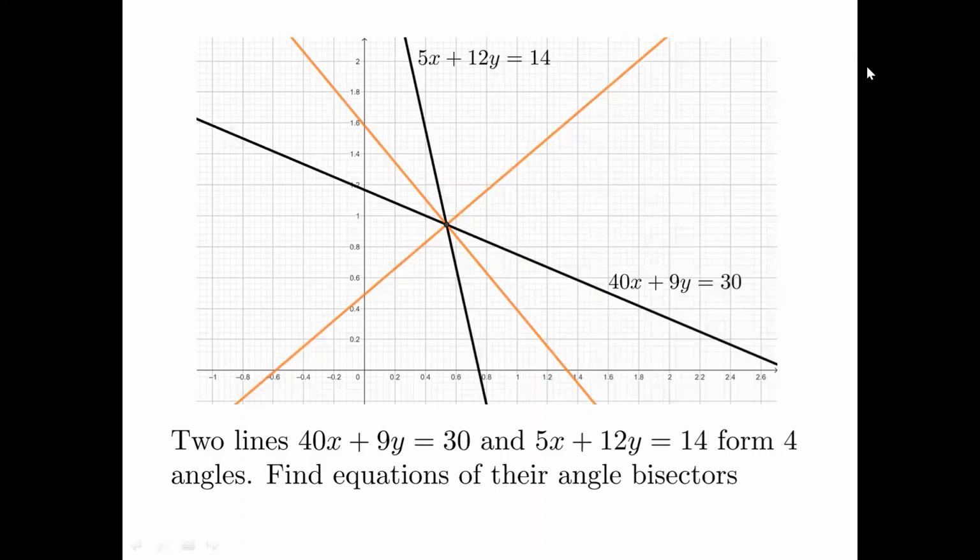Let's continue on the journey of normal linear equations. This time, we discuss angle bisectors. We have two intersecting lines, 40x plus 9y equals 30, and 5x plus 12y equals 14. These two lines form four angles. Our objective is to find the equations of their angle bisectors.